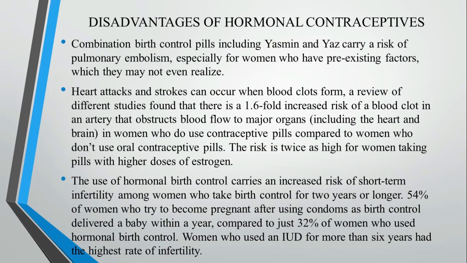Moving on, what are some disadvantages of using hormonal contraceptives? Hormonal contraceptives can cause blood clots, and this can lead to heart attacks or strokes. The use of hormonal birth control carries an increased risk of short-term infertility among women who take the birth control for 2 years or longer.